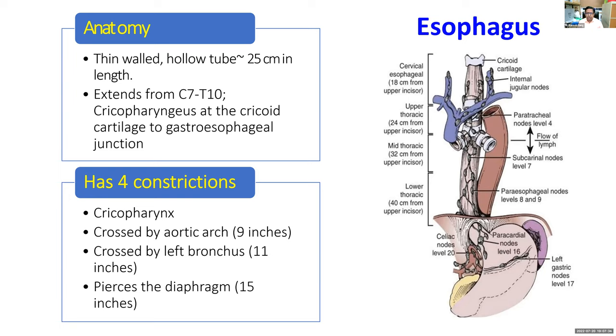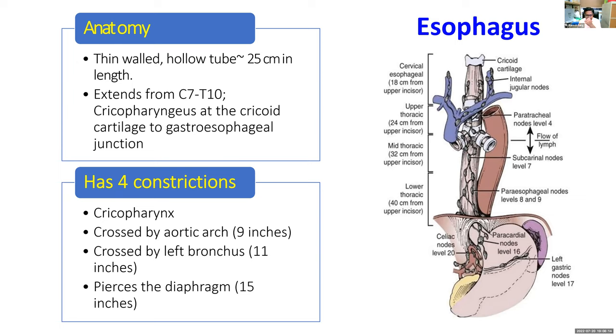The esophagus is a thin-walled hollow tube, 25 centimeters in length. It extends from vertebra C7 to T10. The top, or beginning, is at the cricopharyngeus, which is at the level of the cricoid cartilage, and it ends at the stomach at the gastroesophageal junction. It's not exactly a hollow tube that always remains a hollow pipe-like structure. It's a collapsible structure, and it has four constrictions: at the level of the cricopharynx, at the level of the aortic arch, at the level of the left bronchus where it crosses over, and where it pierces the diaphragm.